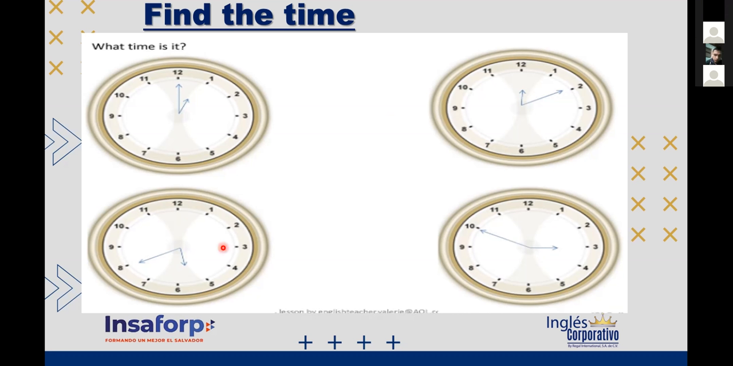Let me see Omar. Hello, sir. Hello, teacher. Number three, please. What do you have in number three? It is 20 to 6. It's 20 to 6. Excellent.